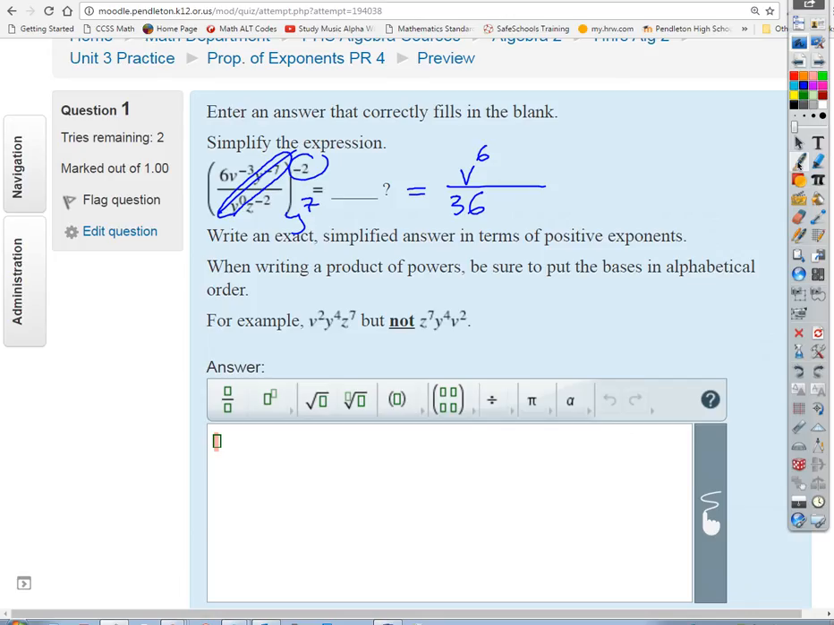Yes? Couldn't you have also just made y to the 0 equal 1 and therefore it just cancels out? Yep, you could. You could just cancel it. So on the top, we get y to the 14th. Now, what about the z's? On the bottom, I'm going to get a positive 4. Good. Okay, so that's our answer.